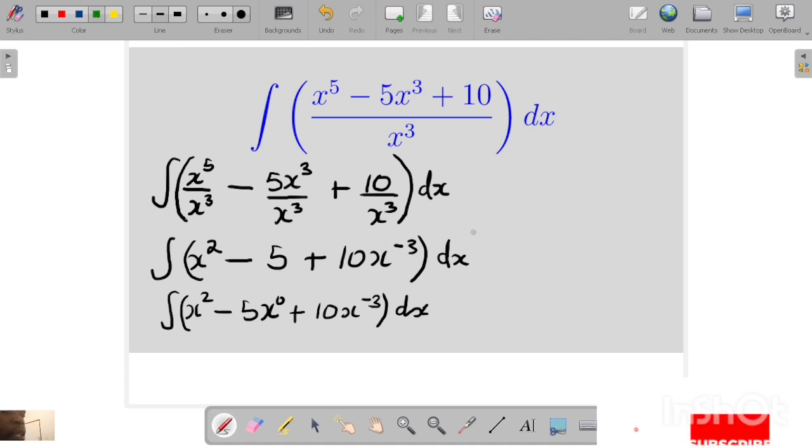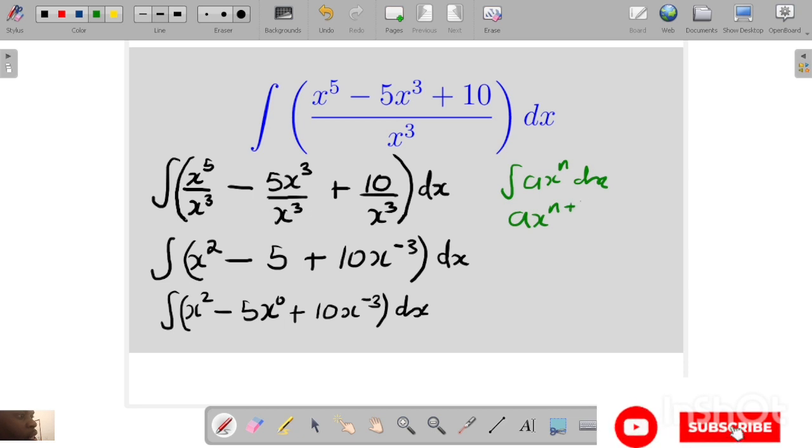Now, what does it mean when they say integrate? When they say integrate, for example, if they tell you to integrate the function ax to the power n with respect to x, then it means that you're going to add 1 to the power and then divide by the new power. So we're going to have ax to the n plus 1 over n plus 1, the new power, plus c, because this is an indefinite integral. It has no limits.